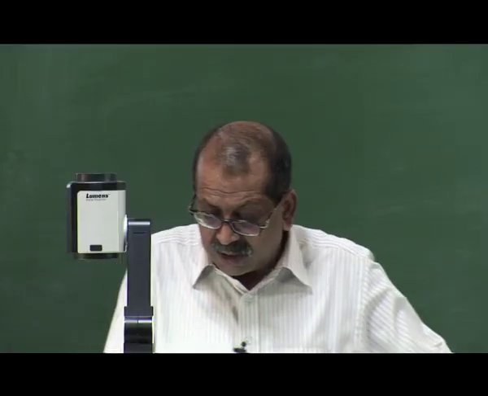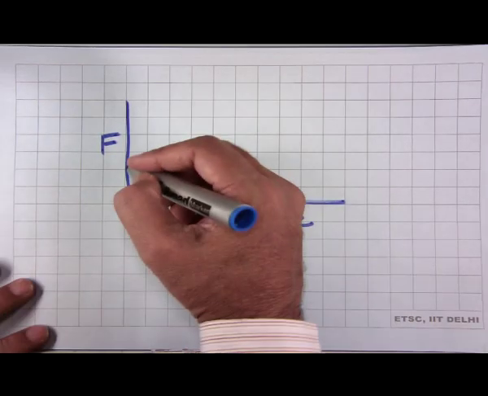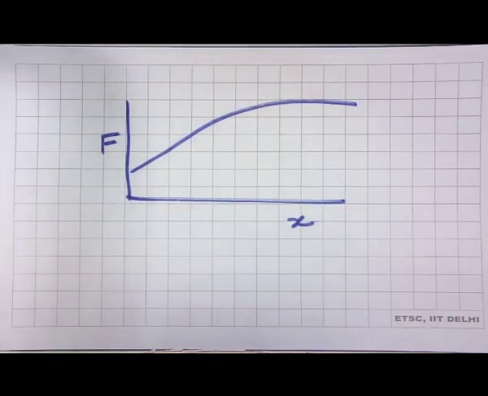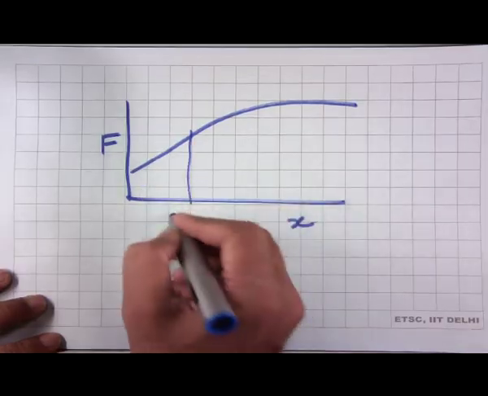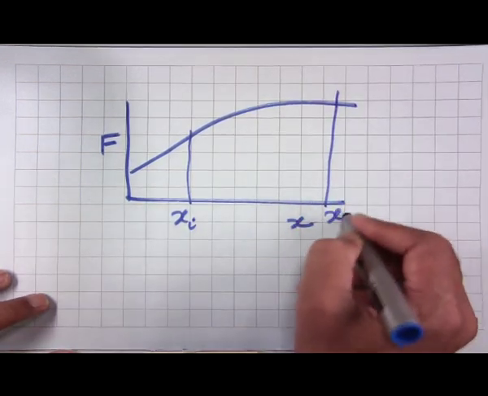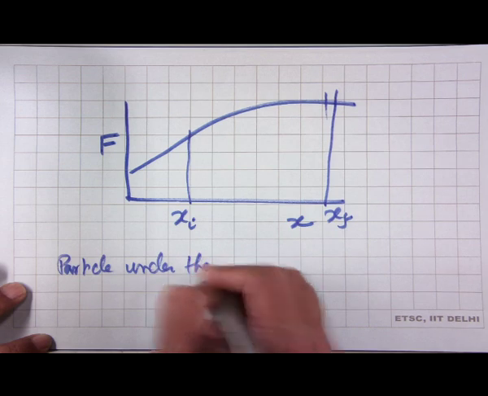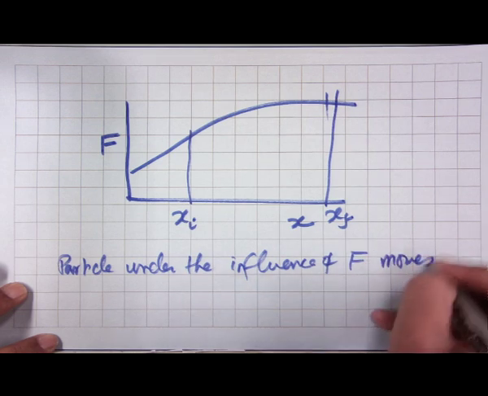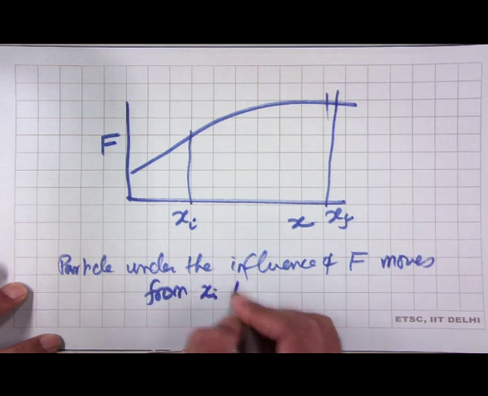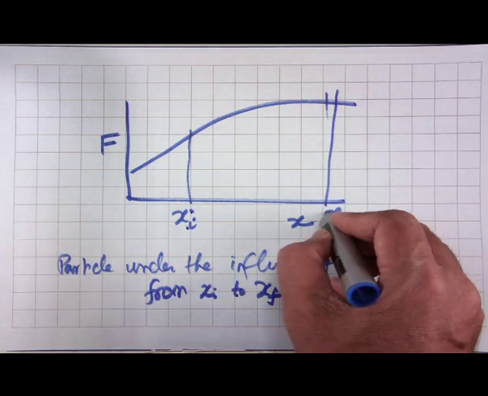And this we can show in a graphical form. We have a force as a function of x, and force is varying with x. So far what we had done, simple examples, we had assumed that the force F was constant. So now let us say the particle under the influence of F moves from xi to xf. This was its initial position and it comes to this final position xf.